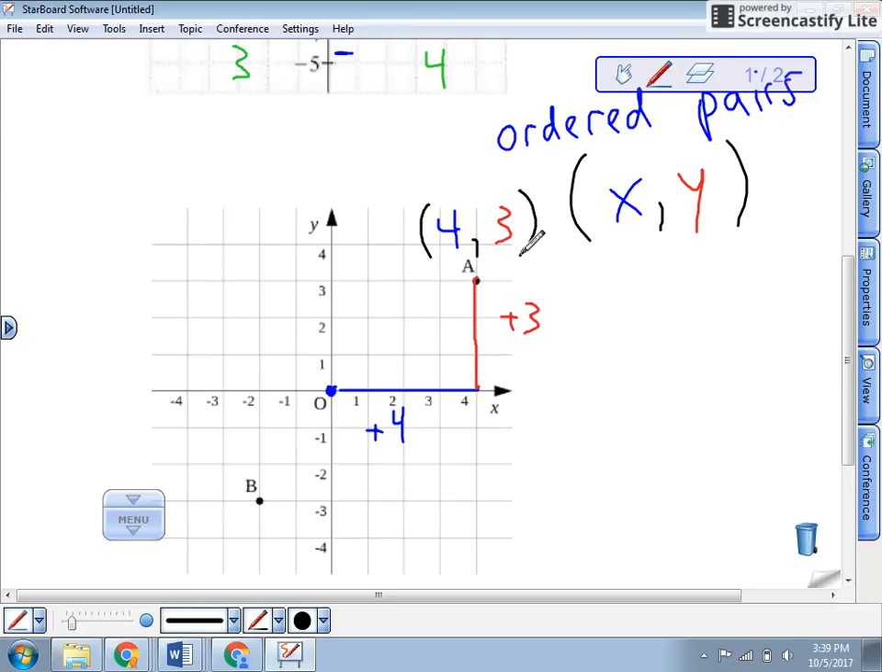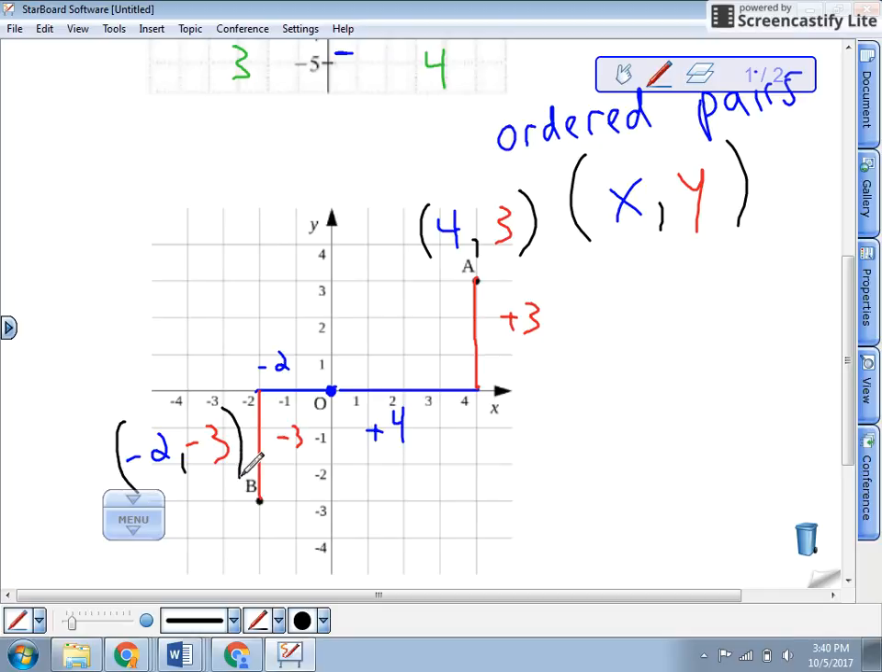B, now let's see what happens when we use some negatives. Again, we start at the origin. We do the X first. So I go back 2. Since I went to the left on the X, that's actually -2. So my point down here, I'm going to put a -2. Now the Y. From here, I'm going to go down. Down is negative. So this is going to be -1, 2, 3. So I went down 3. So my point is going to be -2, -3. There's my ordered pair for B.